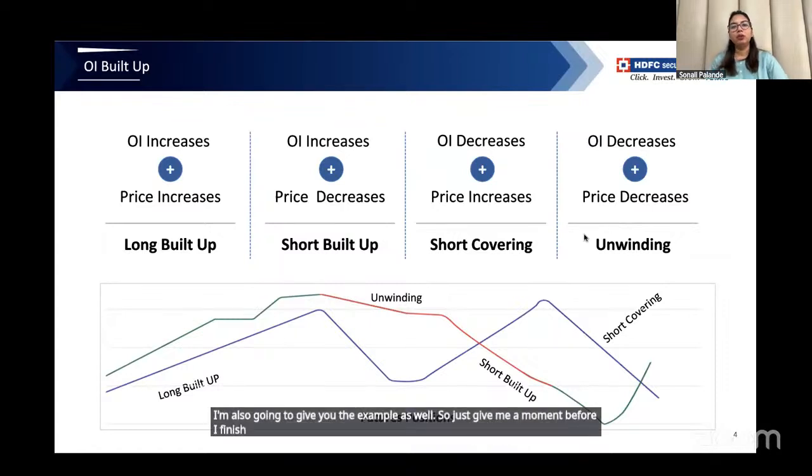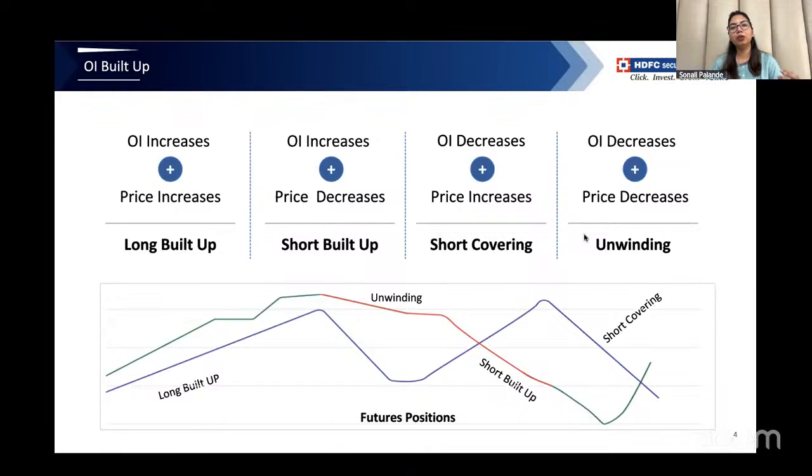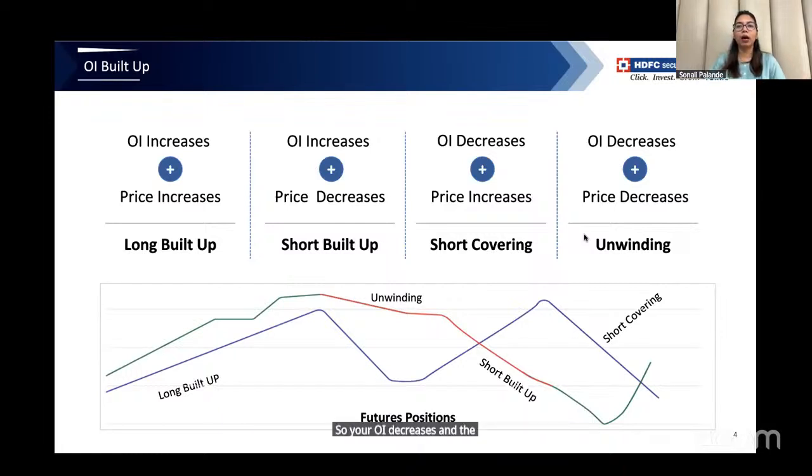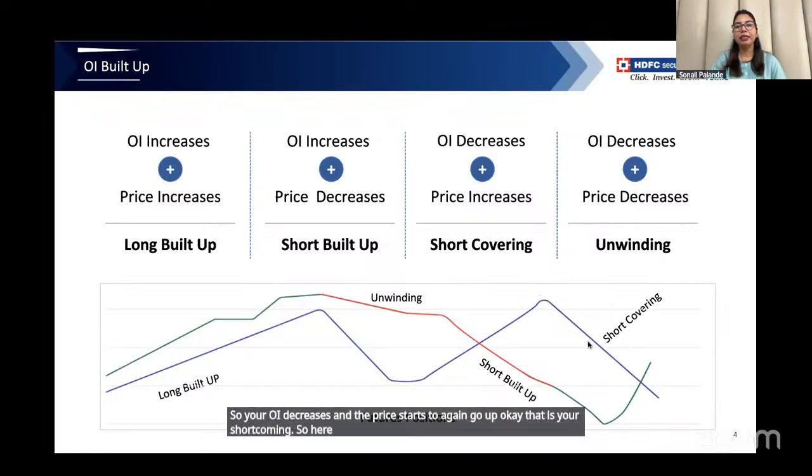Okay, so the short covering is where the open interest decreases and the price increases. So the earlier short OI, the short build-up, when those positions start to close down, your OI decreases and the price starts to go up again, okay. That is your short covering. So here you can see this open interest is crashing down and the price is going up, okay.